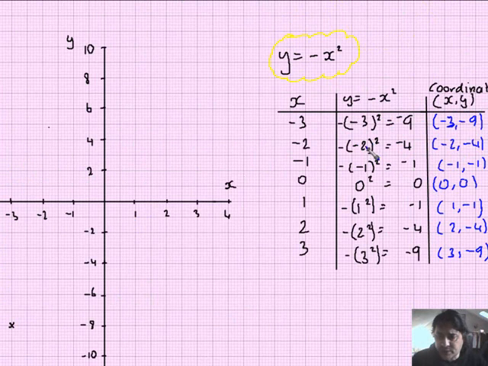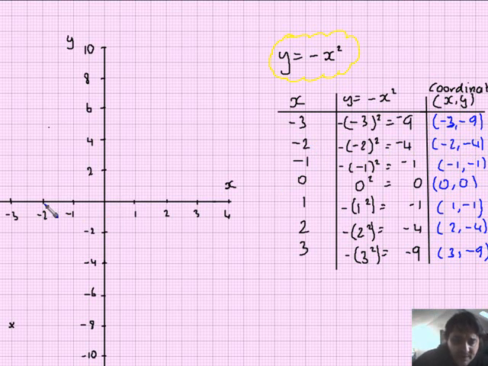And then you put the negative 2 in the x value. So we say minus 2 squared is 4. Then put a minus in front of it. It's minus x squared. So we get minus 4. So you get x is minus 2, y is minus 4. So minus 2, minus 4. In the same way, put the minus 1 in there.